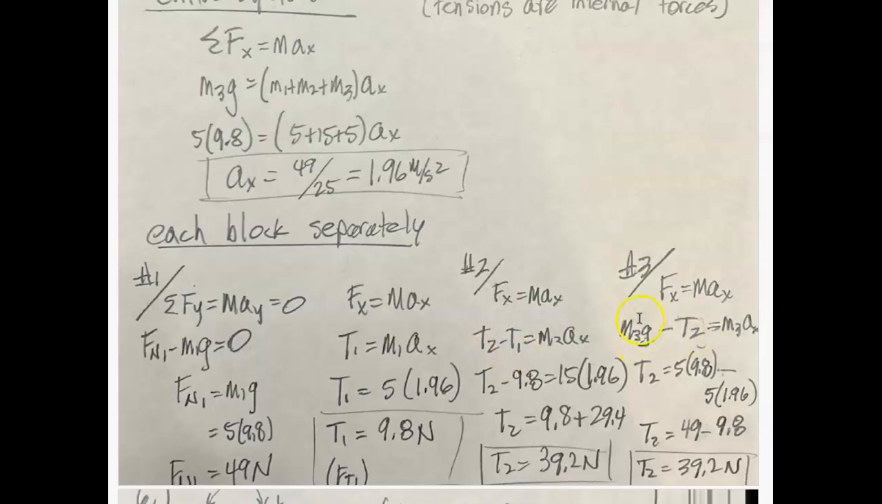So you can see that's what my signs are, positive T2 and negative T1 for block number 2, and the weight of block number 3 is in the positive direction on block 3, and T2 is in the negative direction on block 3. So those are the sum of the forces, and on block 2, those sum of forces are accelerating mass number 2, and in number 3, those sum of the forces are accelerating mass number 3. So I use those values for mass in that equation, and you can follow the math along here, and I get the same answer regardless of which block I use for the tension in string number 2, 39.2 newtons.